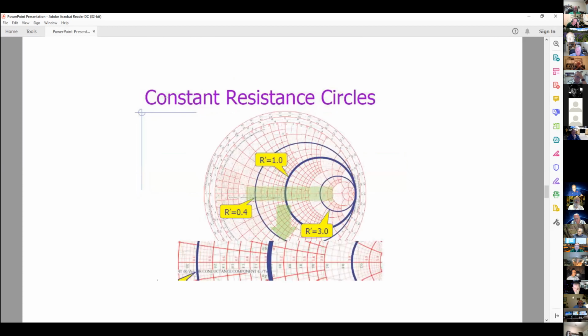You're going to have circles whose center is drawn on this horizontal line. And when you draw a circle centered there, it's going to be a circle of constant resistance. Anywhere along that circle, you're going to have a value. In this case, here I'm on R prime equals 1. You're going to have a value of R of 1, or in the real world, you're going to have a value of 50, right? You have to go back and forth between those two.